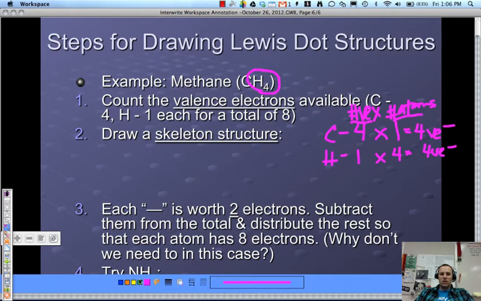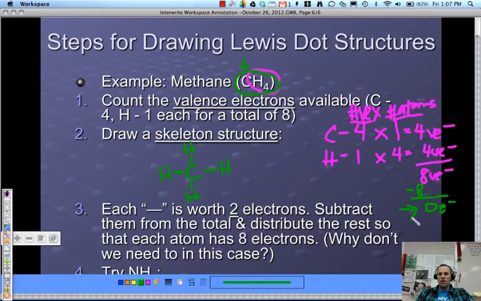So now we draw what's known as our skeleton structure. The first element listed usually goes in the middle, and then everything else is attached to it. Okay, so we have 4 hydrogens attached to a carbon. That's what this is saying, CH4. The carbon is first, it goes in the middle, there are 4 hydrogens coming off of it. So now we subtract out from our 8 total. Okay, we had 8 valence electrons total. How many have we used up in the diagram? Remember, each line is worth 2 electrons. So here's 2, 4, 6, 8 electrons used up. Take away 8, we have 0 electrons left.